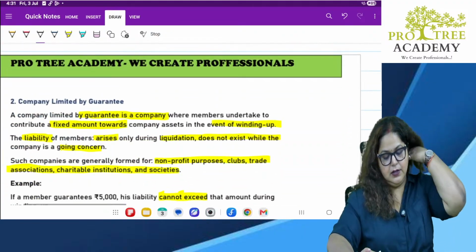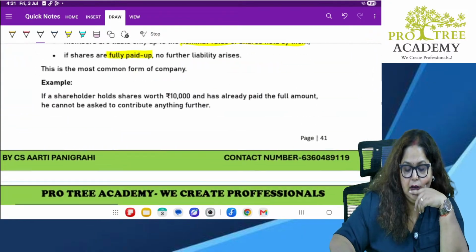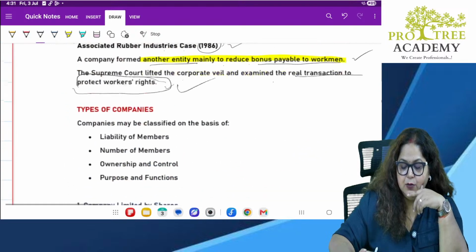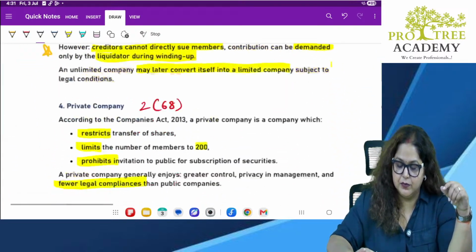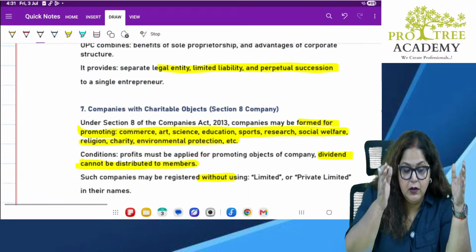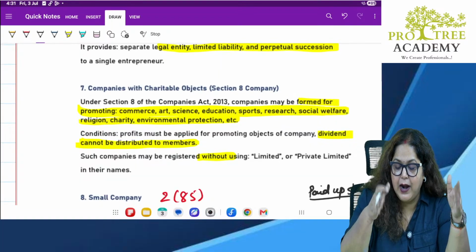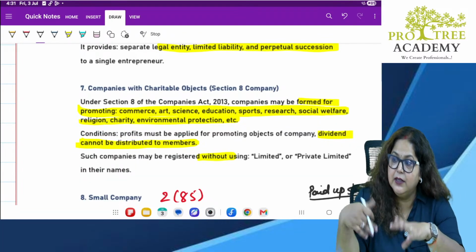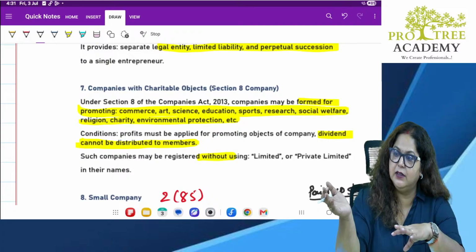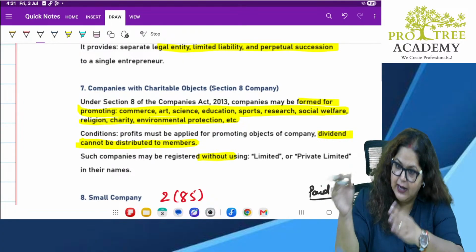Then we will see this one, the types of companies. Then one part will be complete in this chapter. Then the board of directors, boards, quorum, all these things we will see.